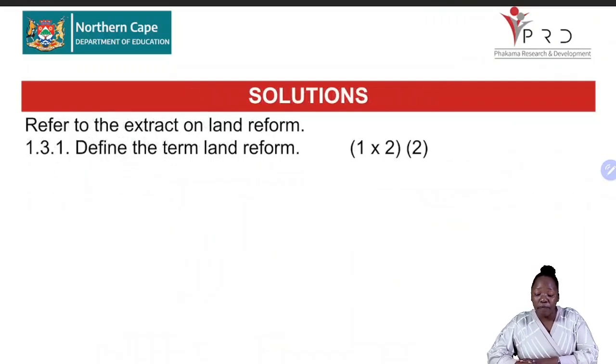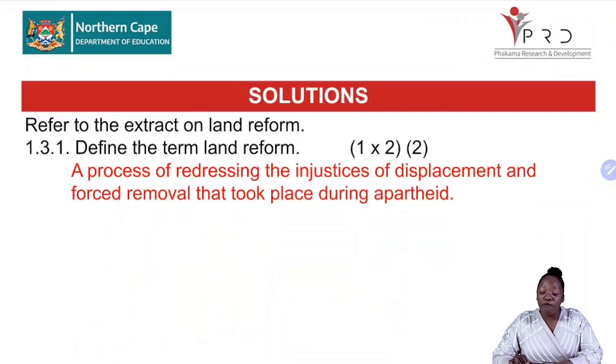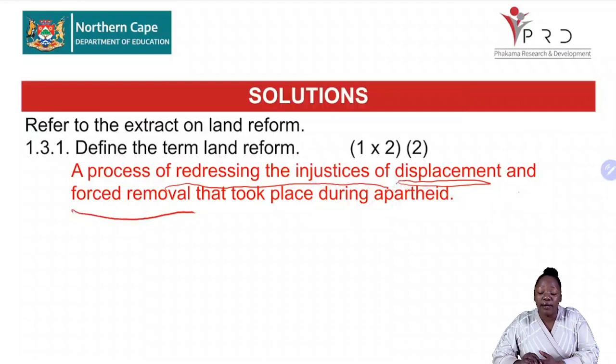Hoping that we are now done. So we're looking at our corrections. Our first question, we're supposed to define what is land reform. There are so many ways you can define land reform, but we are saying it's a process of redressing the injustices. Remember, the injustices are the disadvantages that happened. So a process of redressing the injustices of displacement. Remember, there were people who were forcefully removed from their rightful land. So the injustices of displacement and forced removal that took place during the apartheid times.